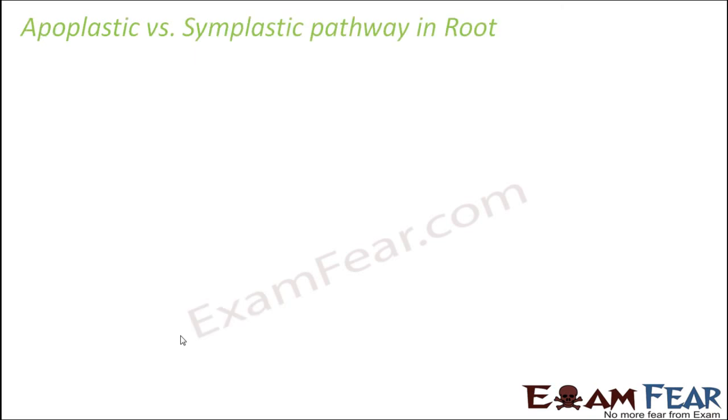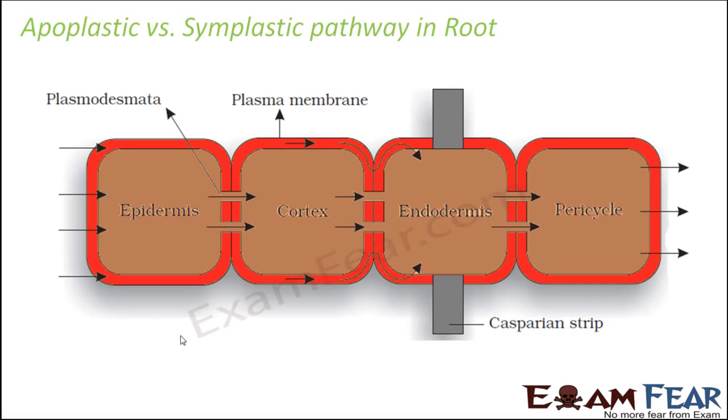So if we quickly compare the apoplast as well as the symplast pathway, this is how it will look. Let us suppose here you have the root hairs. The root hairs will absorb water from the soil. Now from the root hairs it will enter into the epidermis of the root, that is the outermost layer. From epidermis it will get into the cortex and then into the endodermis. From endodermis it will get into pericycle, and from there it will enter into xylem.